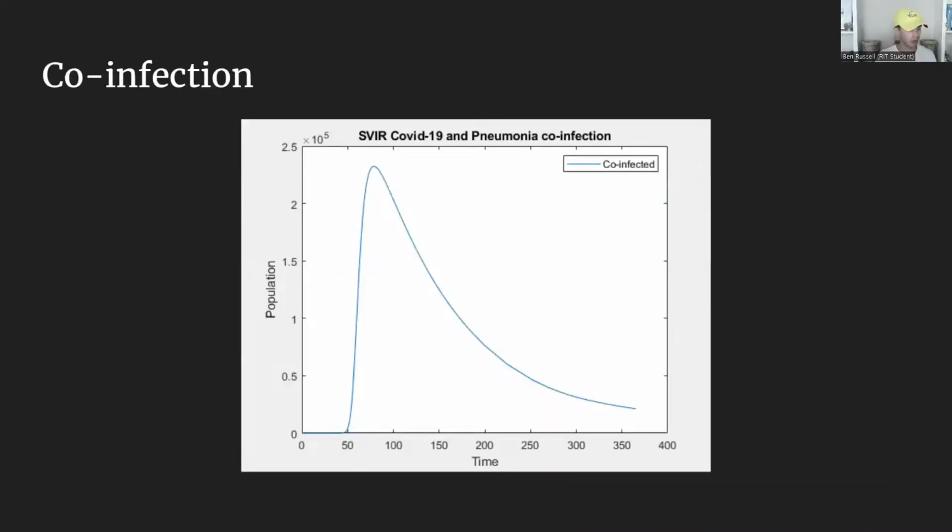Our coinfection is also going to be relatively important, because we're going to get a very small amount of coinfection, and it shows that comparatively, ratio-wise, we're going to see a lot less coinfection than we're going to see regular infection.